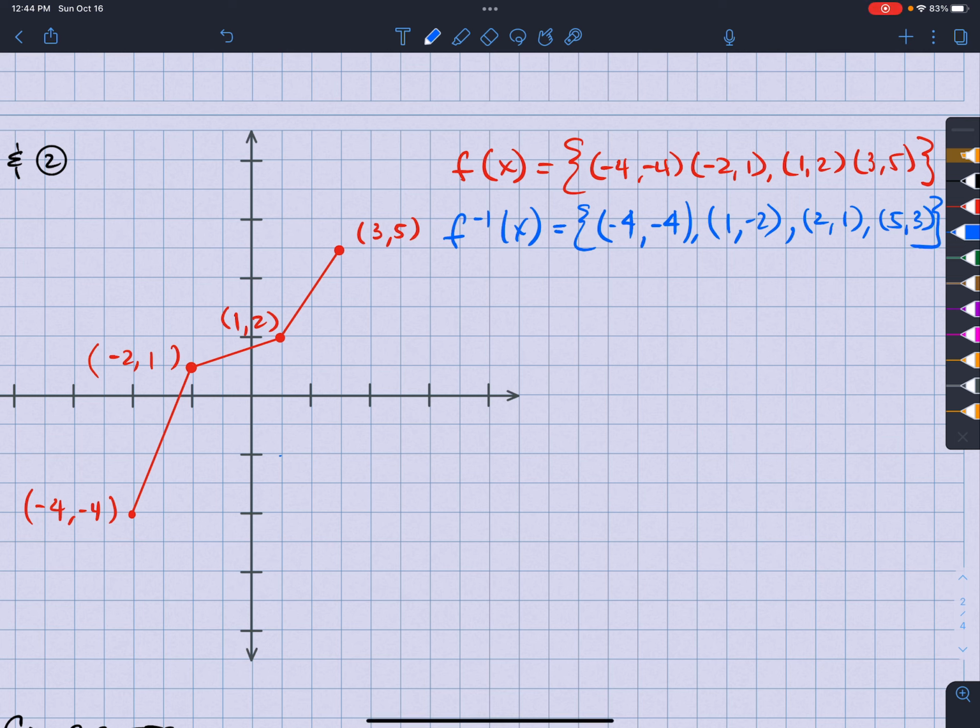Now, what I want to do is now plot those points. Let's plot -4, -4. Well, that's going to be right here. 1, -2. So 1, -2 is going to be right here. 2, 1. 2, 1 will be right here. And 5, 3. 2, 4, 5, 3 will be right here. Okay. Let's connect those points.